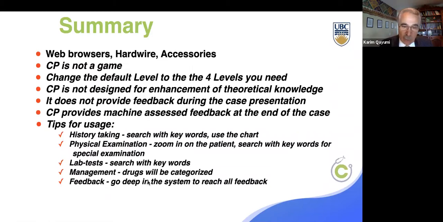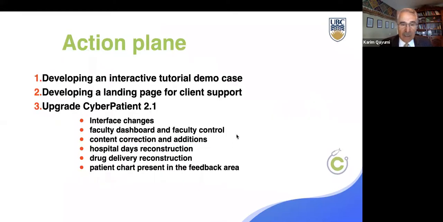And when you do the feedback, please go as deep as possible to reach the real feedback. And I'm telling you now, in the end of this presentation, what action plan do we have on the basis of the feedback that you've given to us? The first one is we are developing an interactive tutorial demo case. We're in the process of doing that. Perhaps by the end of next week, we're going to finish that, and you're going to see that.